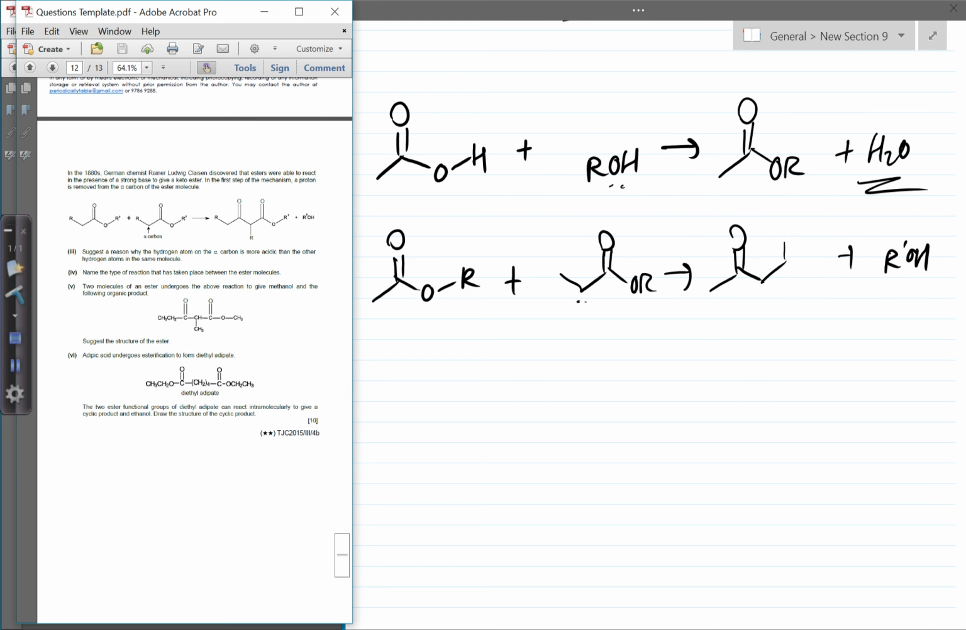So next, part 5. 2 molecules of ester undergoes the above reaction to give methanol and the following organic product. So what is the structure of the ester? Actually, they don't even have to tell you it's a methanol, right? You should be able to tell that it's a methanol, because in your product, you see the ester, there's already a methanol there, okay? So for this, it's just a pattern finding kind of question, right?